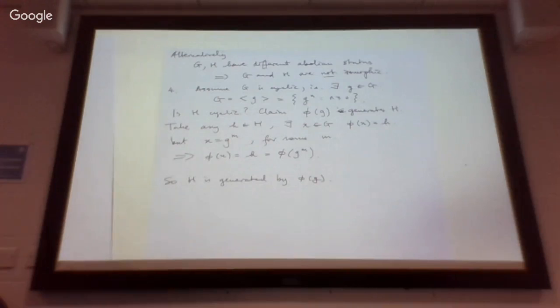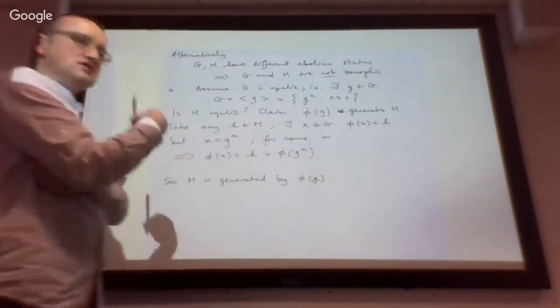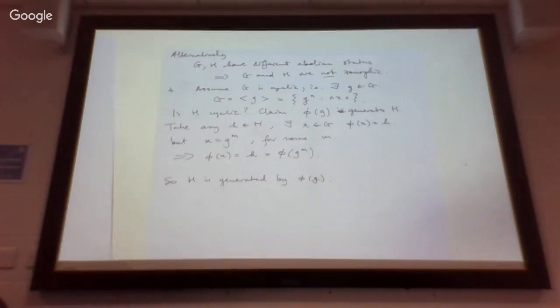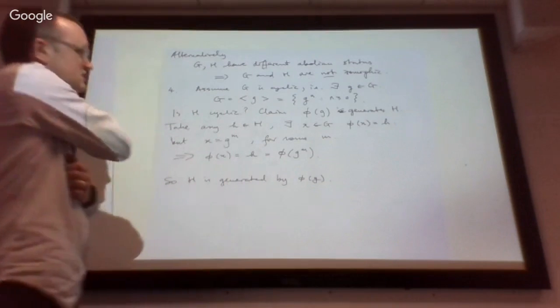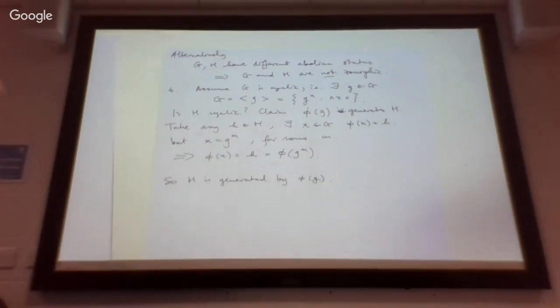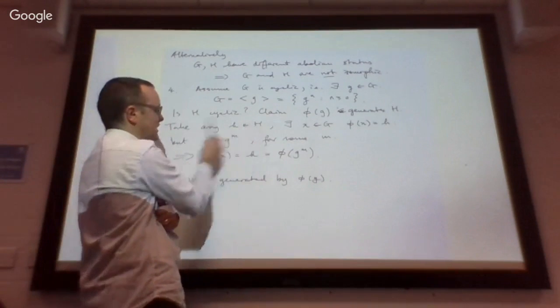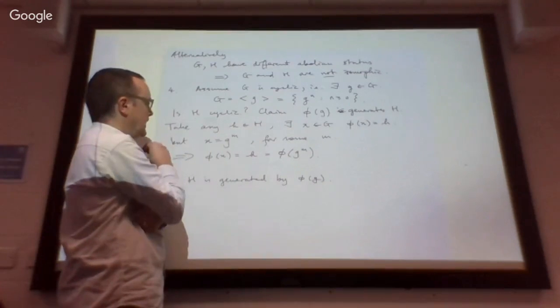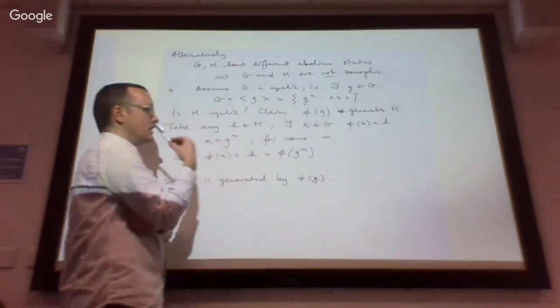Trying to prove H is cyclic. We've made a claim now that phi of g is a generator for H. Kind of has to be, morally, because we've assumed G is cyclic, therefore a generator for G exists, this special element little g. So we map it across into H, and we claim it's a generator. The way we're testing it is we take any element little h from H at all, and pull it back into G. So there exists a little x such that phi of x is h.